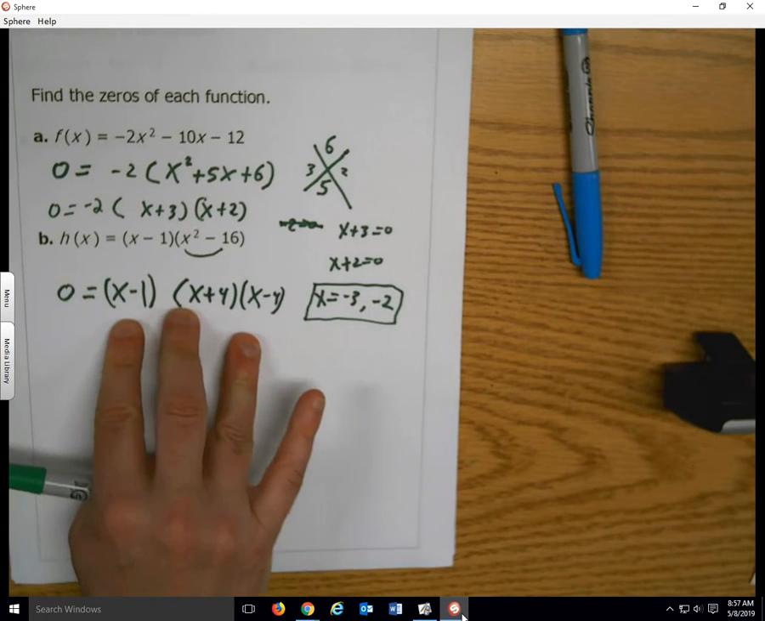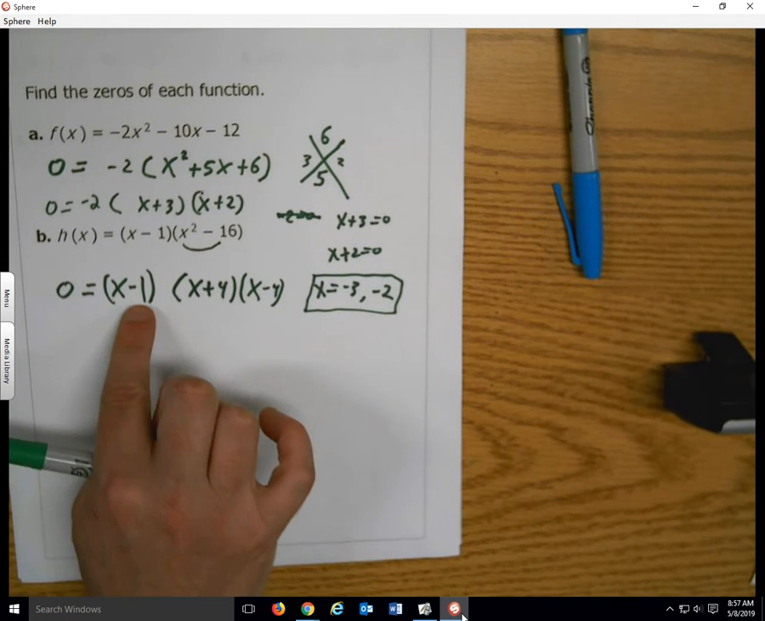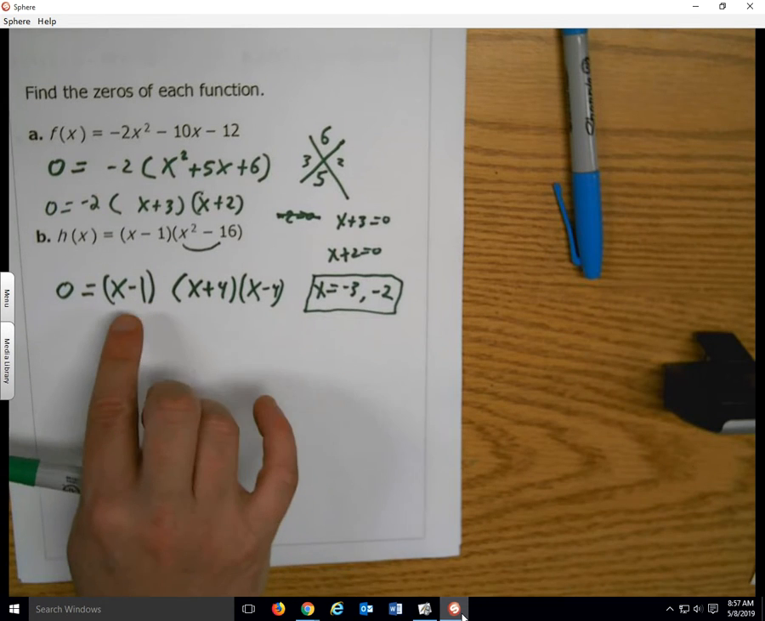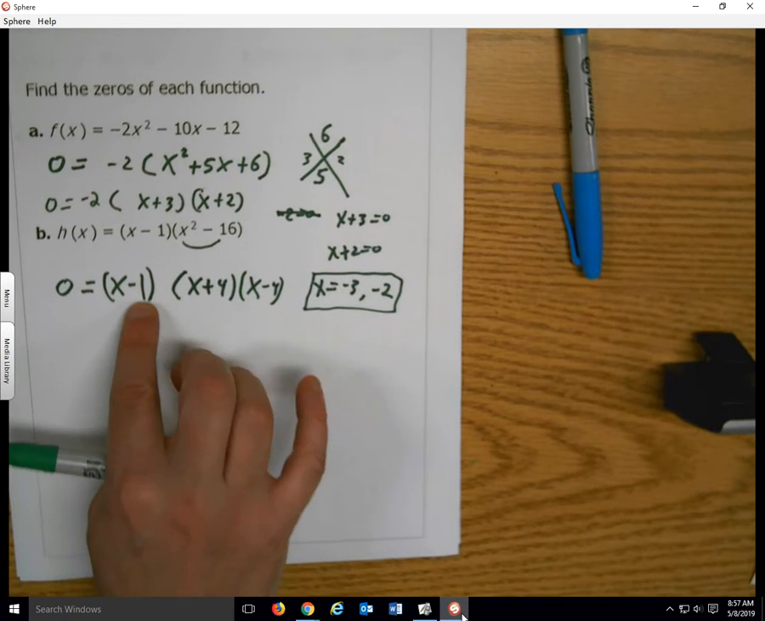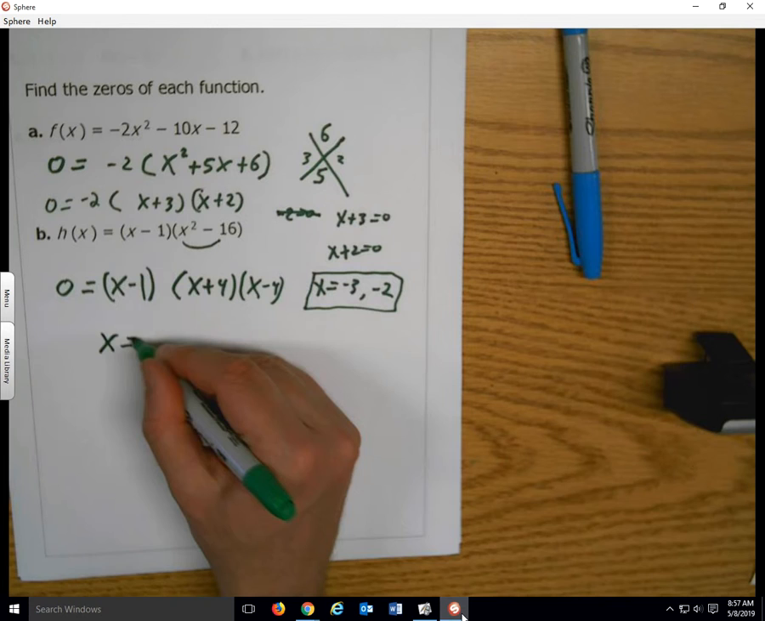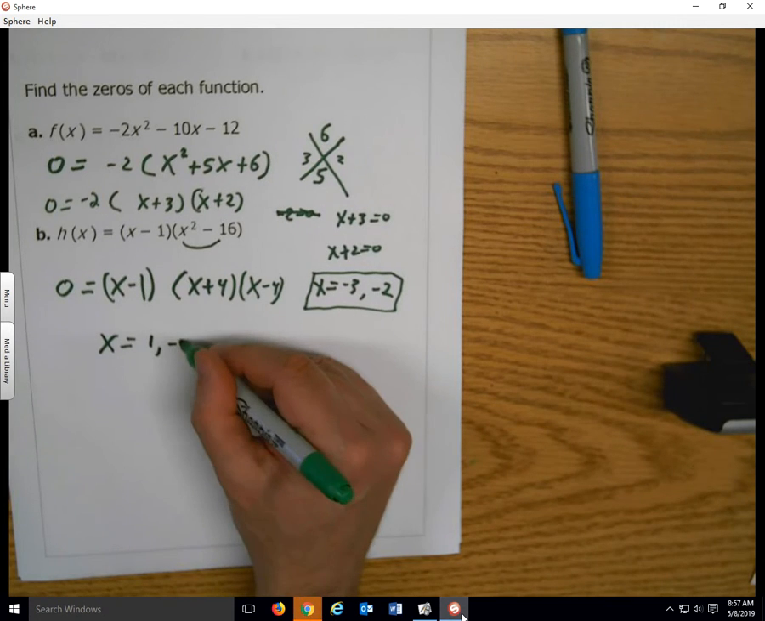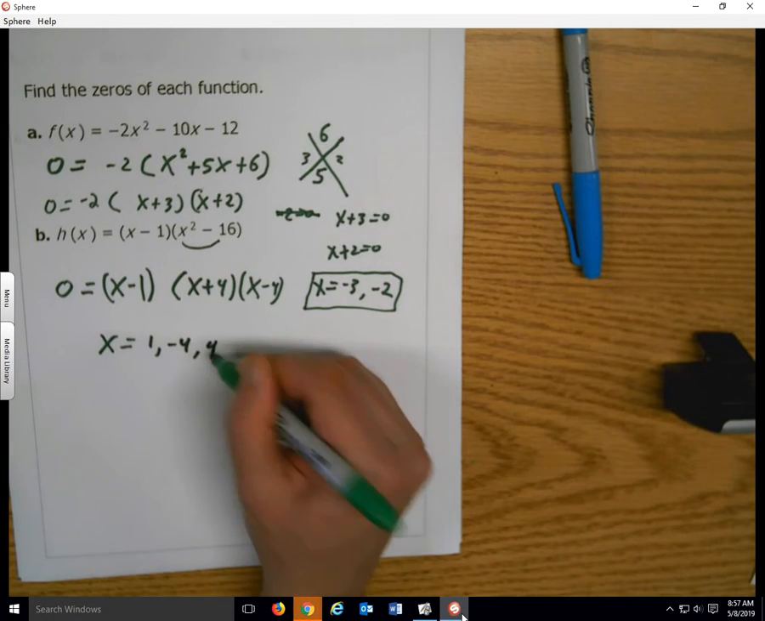You would set them all equal to 0. X minus 1 equals 0. And basically, when you're doing that, you just do the opposite of all these terms. So x would equal 1, x would equal negative 4, and x would equal positive 4.